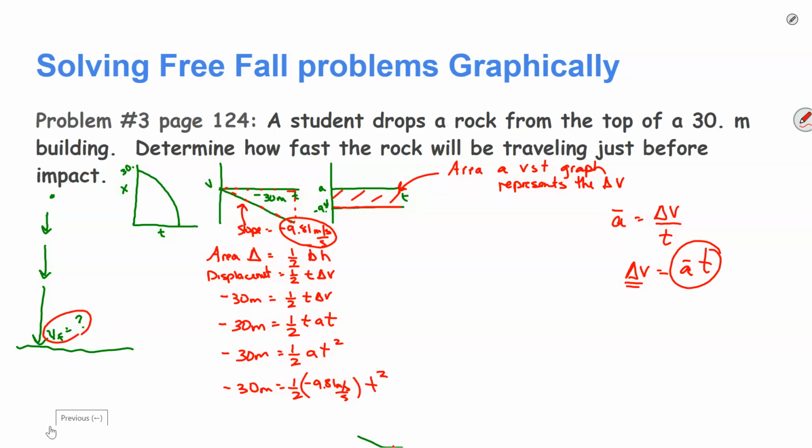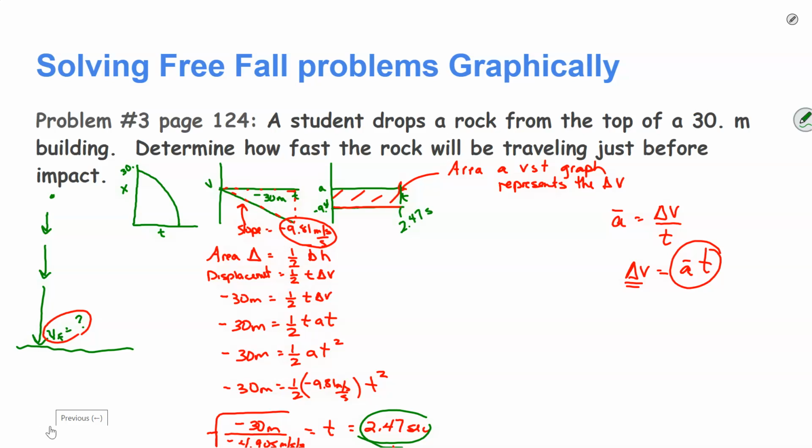I'm going to do my math quick here. A negative 30 meters divided by a negative 4.905 meters per second each second. Take the square root of that, that equals t. T equals 2.47 seconds. Oh, now I got the time. So this time, right here, I can put it up here. Now I know this time.